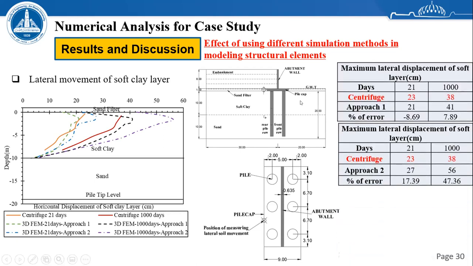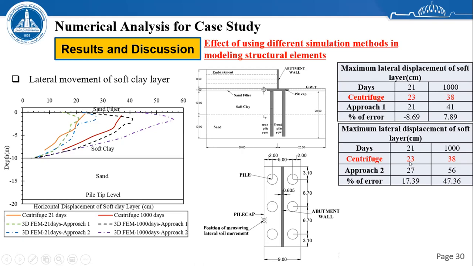The maximum value measured by the centrifuge test was 23 centimeters after the 21 days, which represents just after the embankment construction, while the maximum value in the centrifuge test after the 1,000 days was equal to 38 centimeters, which represented the 90% degree of consolidation. The maximum values calculated in approach one, in which the piles were simulated as volume elements, were equal to 21 and 41, with a percentage of error equal to negative 8.6 at 21 days and 7.8 at 1,000 days.